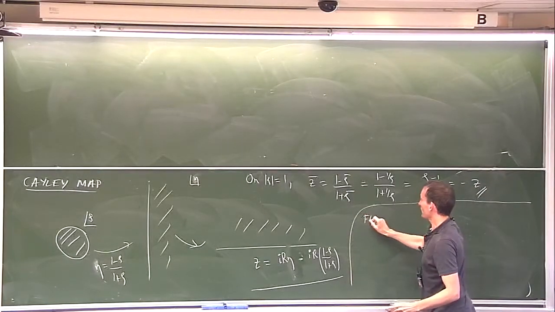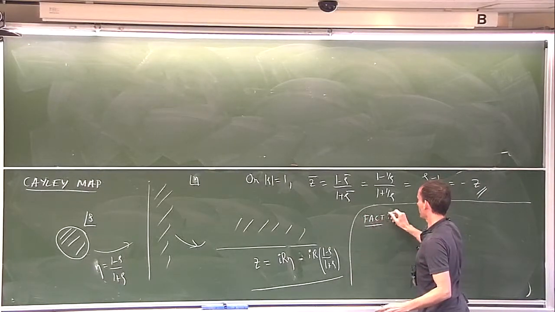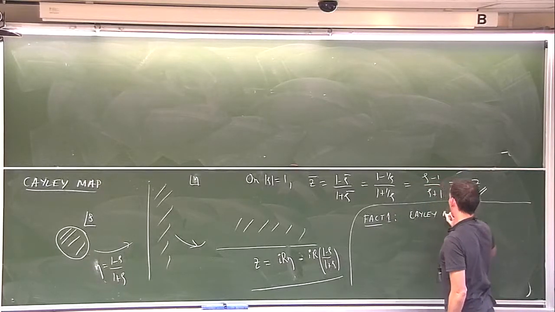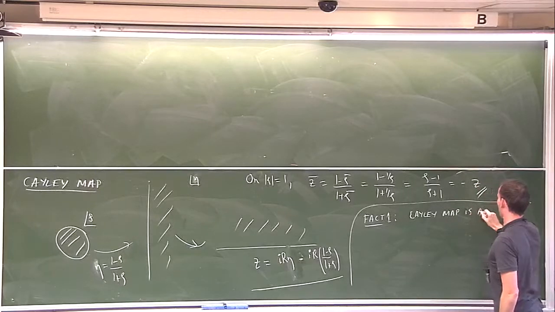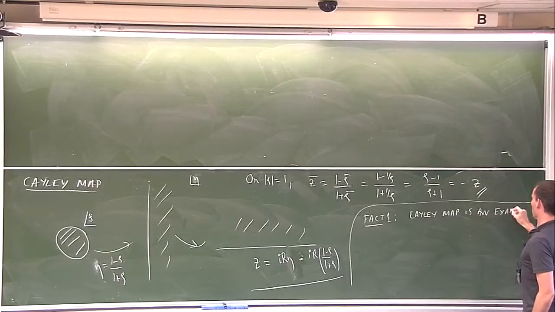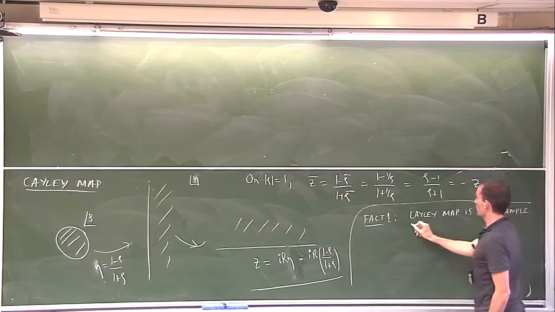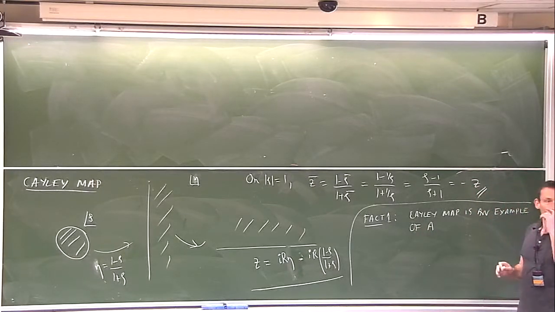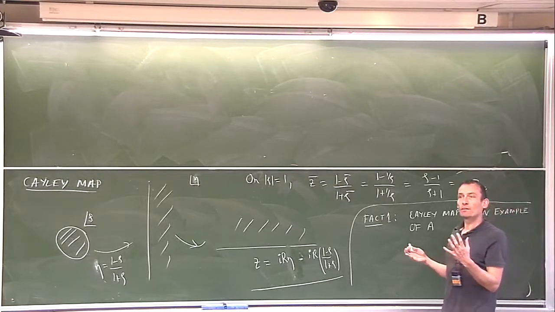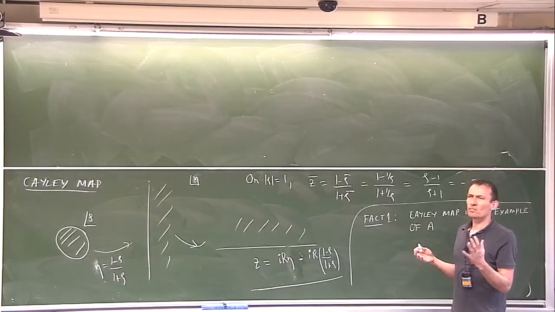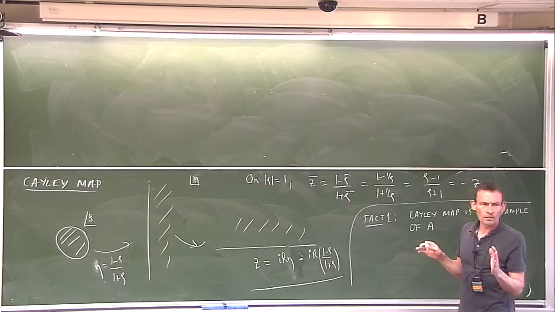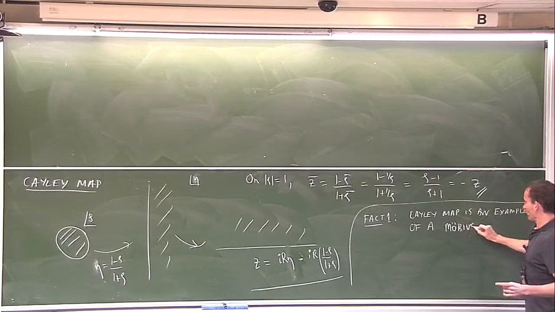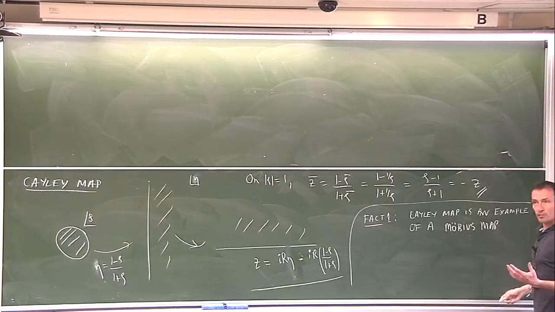Here's an interesting fact. Fact 1. The Cayley map is an example of a more general class of maps. Anybody know what it's a special case of? There's lots of names for these. It's a special example of a Mobius map.